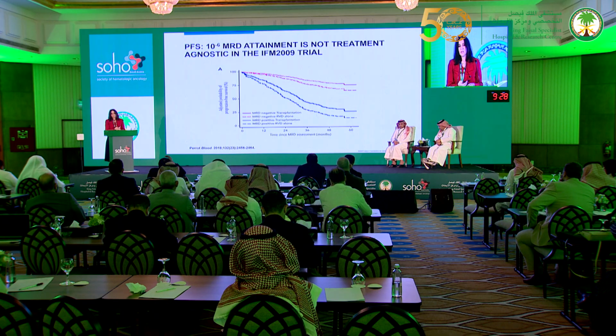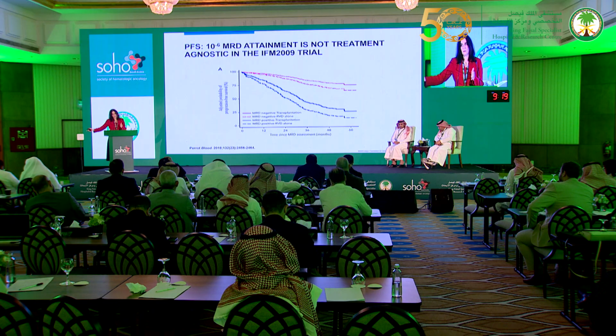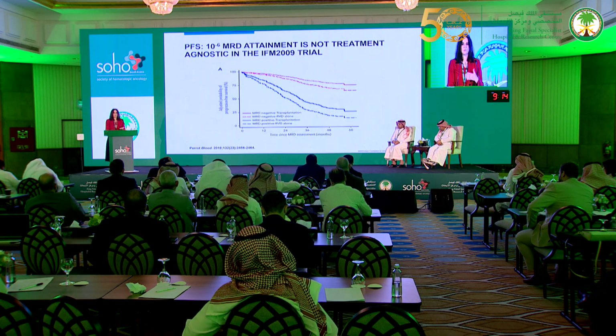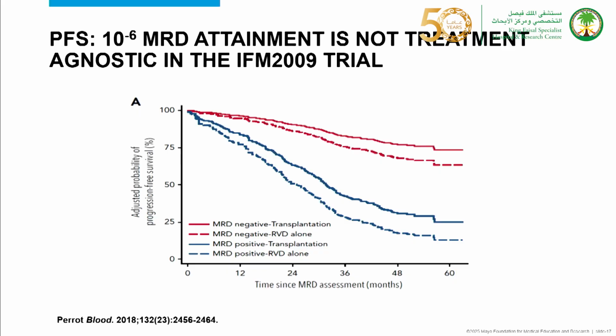And so this is the IFM 2009 trial, and this was basically VRD plus transplant with maintenance versus just VRD and maintenance. And the two red lines are MRD. The dotted is without the transplant, and the solid is with the transplant. And there is a little bit of separation there if you look at MRD to the -6. And so, you know, the question is exactly, does it matter how you got there? This would suggest that the progression-free survival is a little better if you got there with transplant.